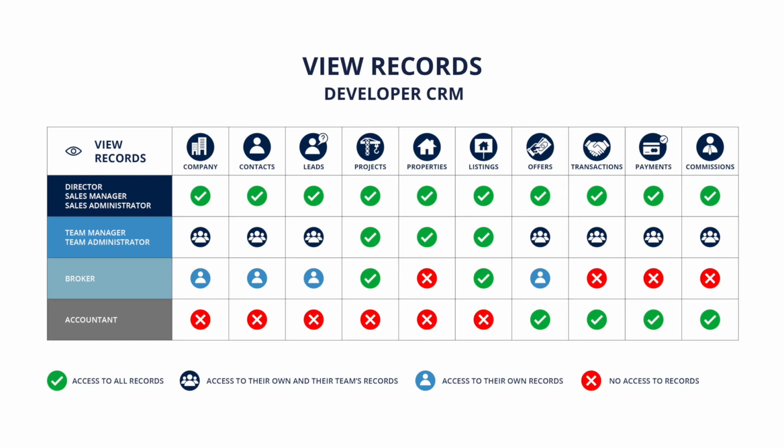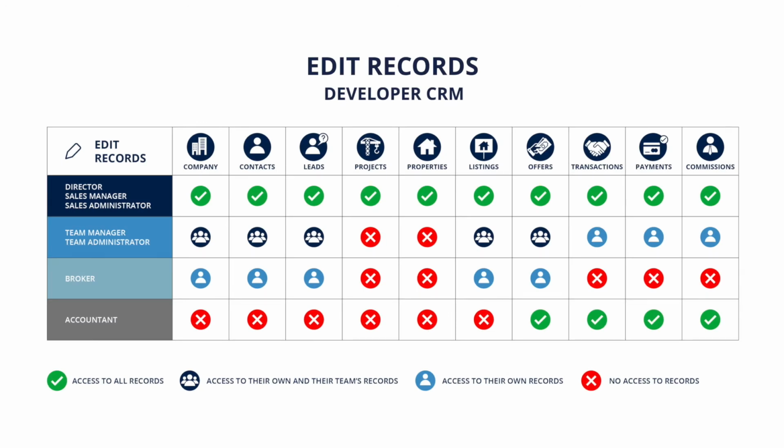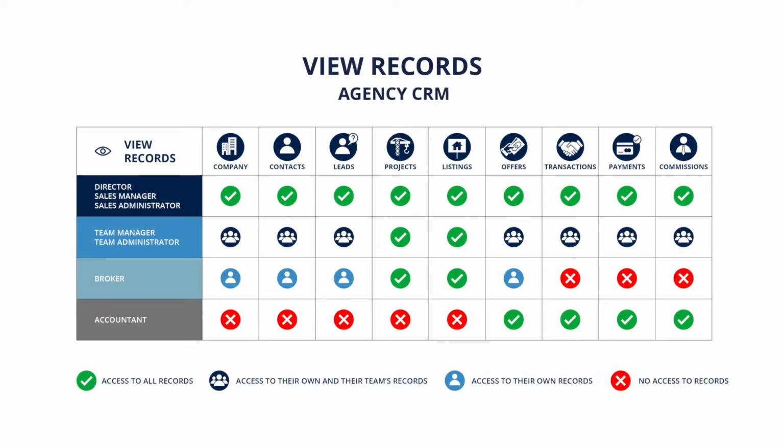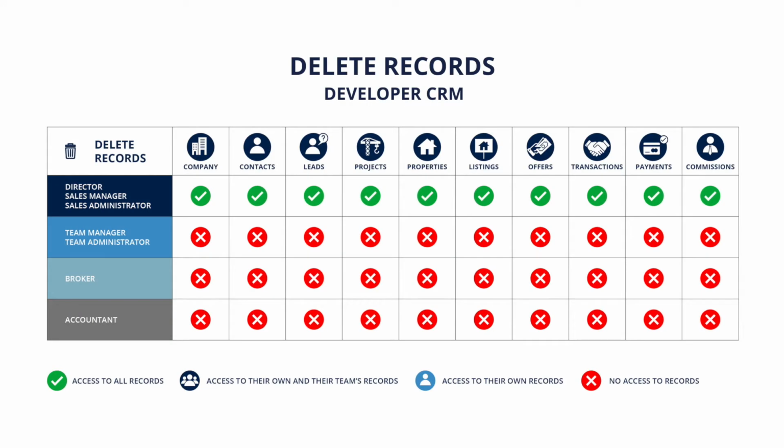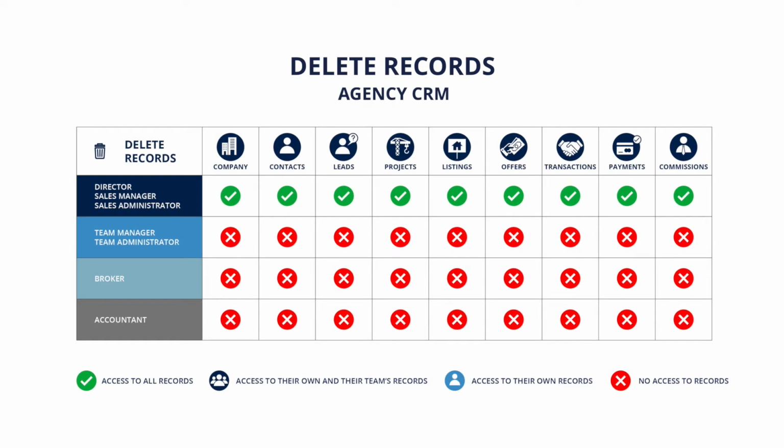All profiles have view and edit access for records owned by them. Team managers and administrators also have view and edit access to all records owned by members assigned to their team. The top level of profile for directors, sales manager, and the sales administrator have access to view and edit all records in the CRM. Deletion of records can only be done by the top tier of profiles: director, sales manager, and sales administrator. And this is to ensure that no data is lost accidentally or maliciously.